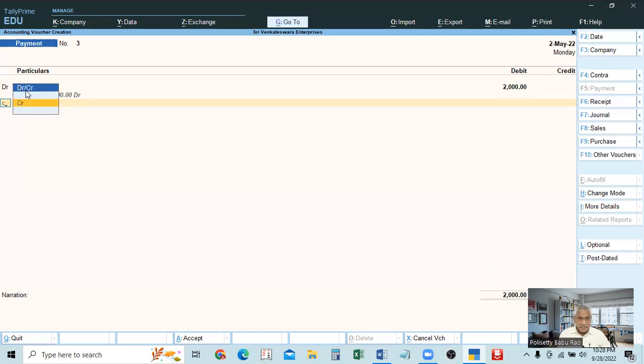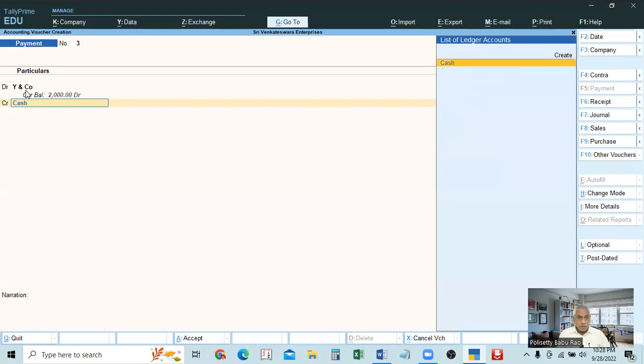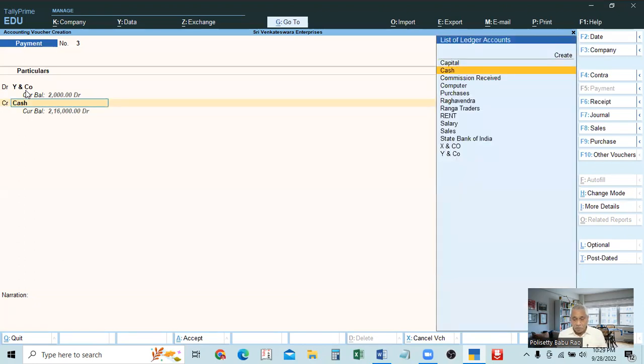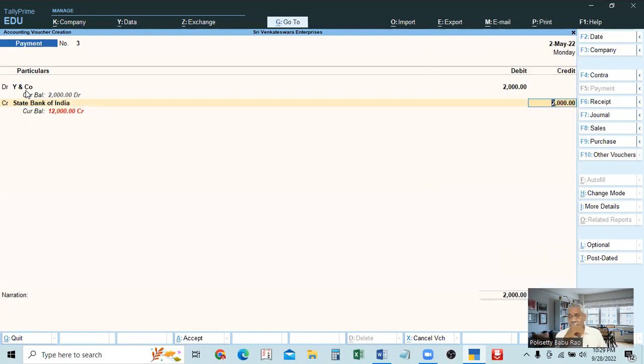If you pay cash, we will enter cash. So cash 2,000. So just we will write narration. Paid on account. We paid on account or paid against bill number so and so. Okay. Suppose if you paid through bank, for example, State Bank of India. So our bank is State Bank of India, paying through State Bank of India 2,000.